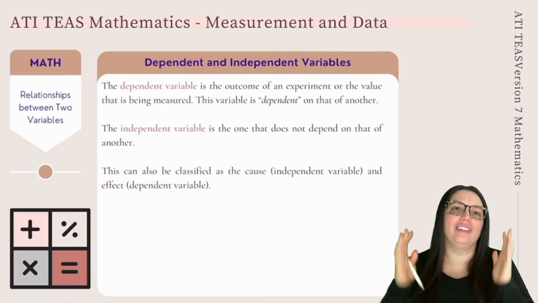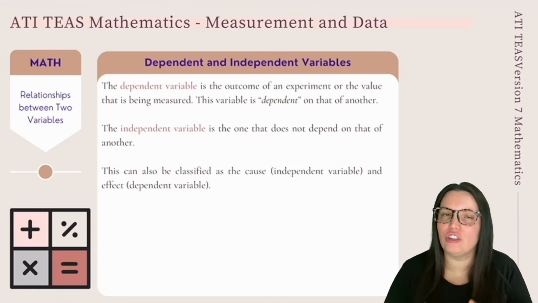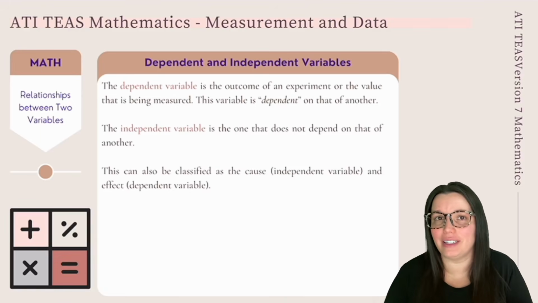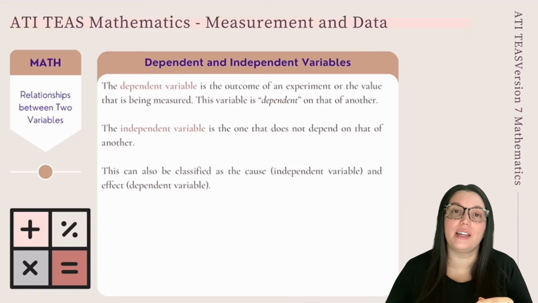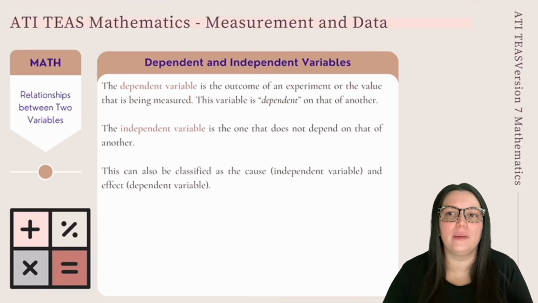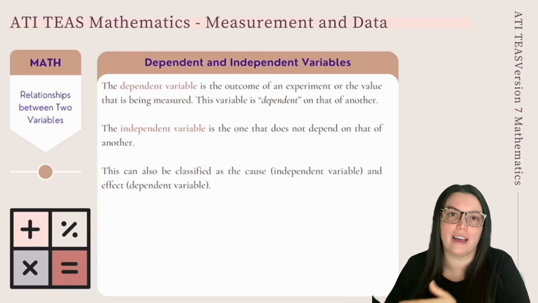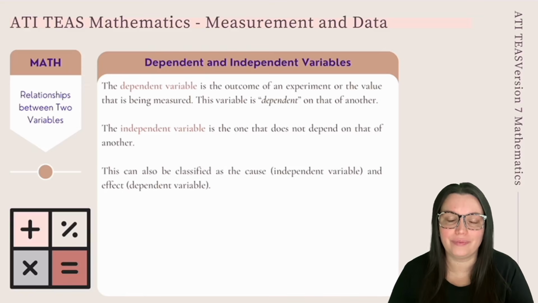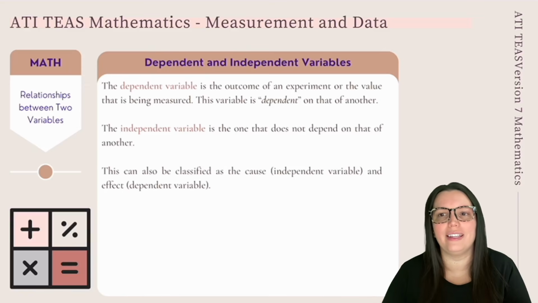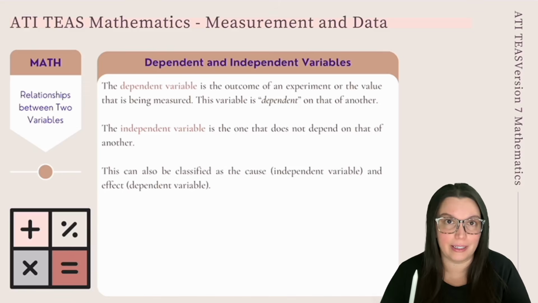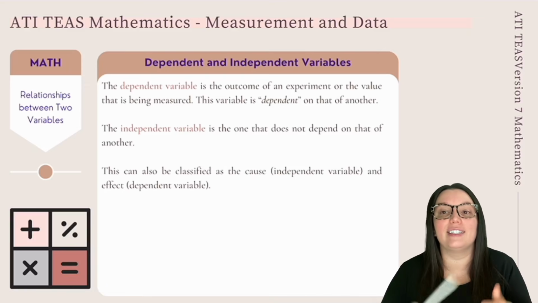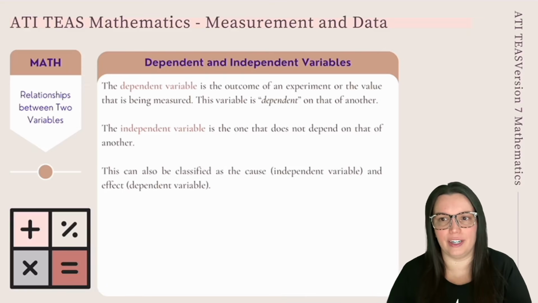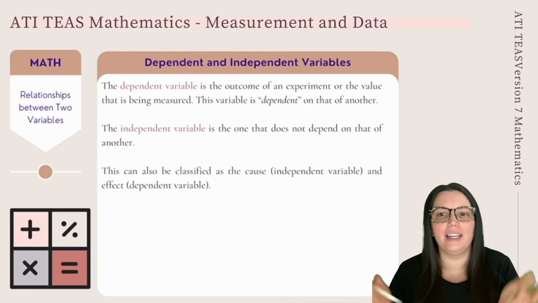So next we're going to move on to relationships between two variables. And usually we're looking at dependent and independent variables. A dependent variable is the outcome of an experiment or a value that is being measured. And typically that variable is going to be dependent on something else, right? It has to have something else in order for that variable to make sense. An independent variable is one that does not depend on another, right? It doesn't need anybody else. It is independent. So this can be classified as cause, the independent variable, and effect, the dependent variable.